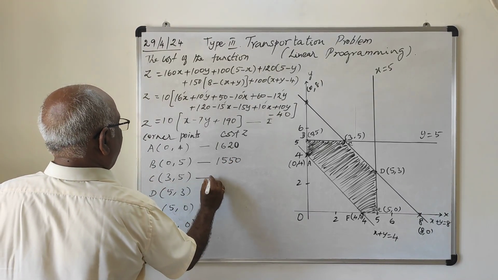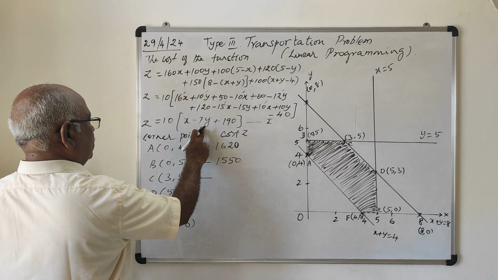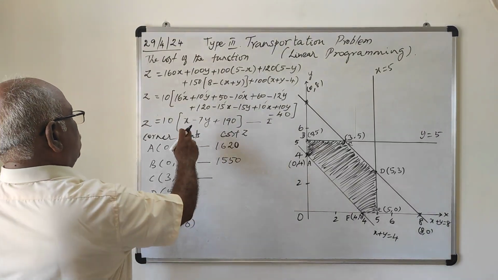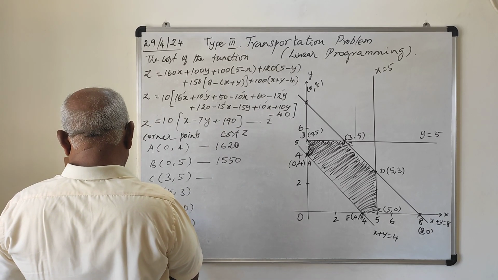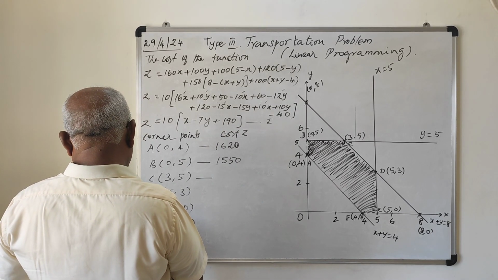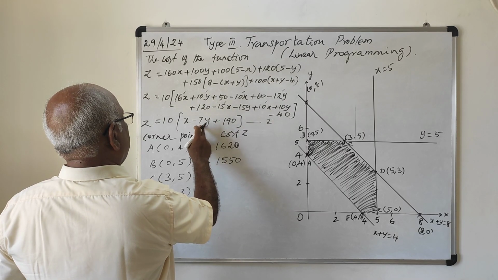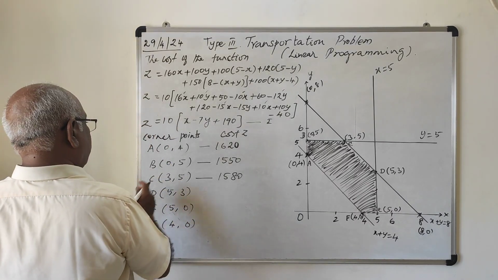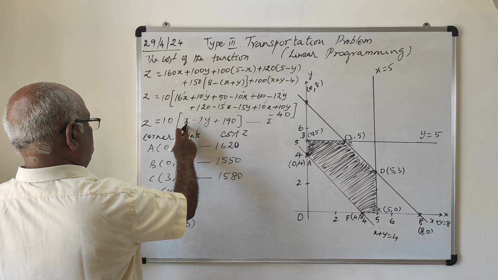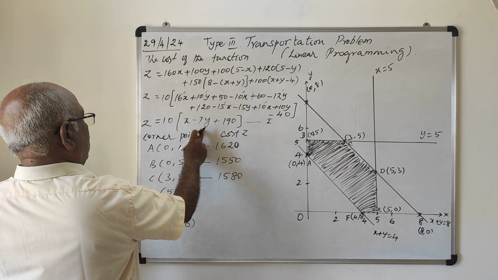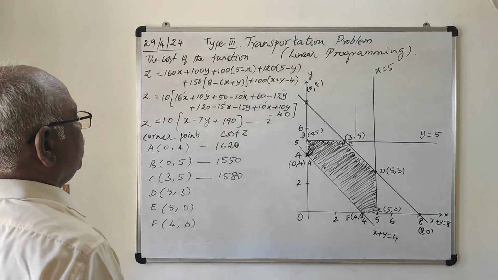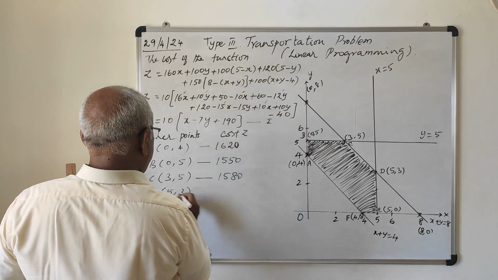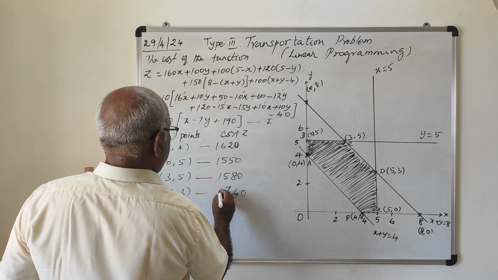Similarly, C (3,5): x equal to 3, y equal to 5. 7 5s are 35 minus 3 is 32. 190 minus 32 is 158, into 10, 1,580 rupees. Similarly, D: x equal to 5, y equal to 3. 7 3s are 21, minus 5 is 16. 190 minus 16 is 174, into 10, 1,740.